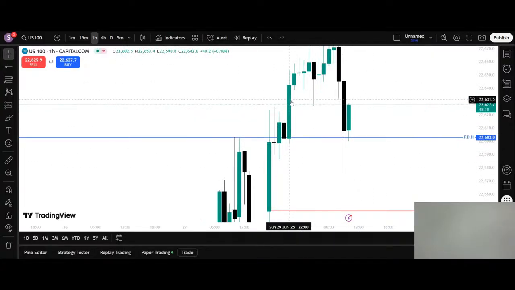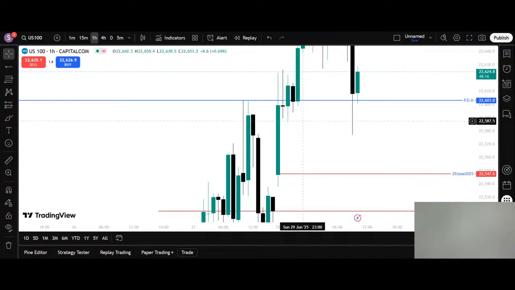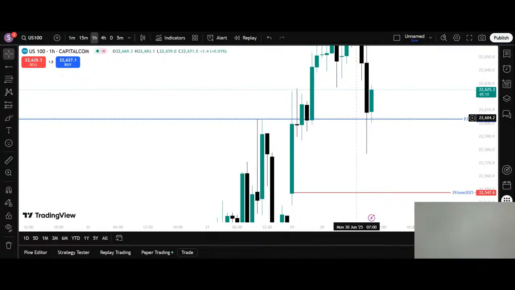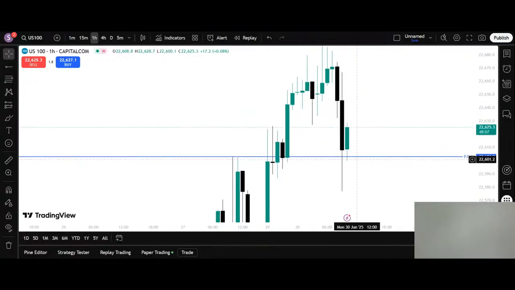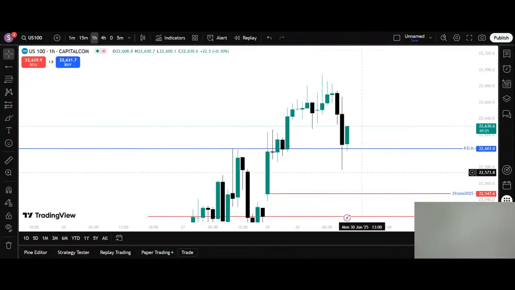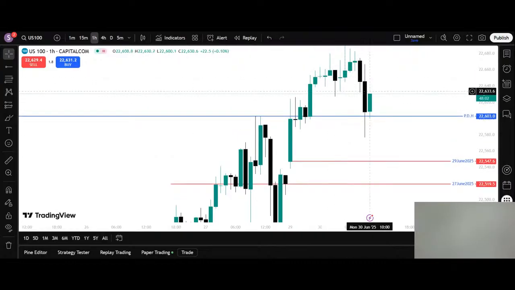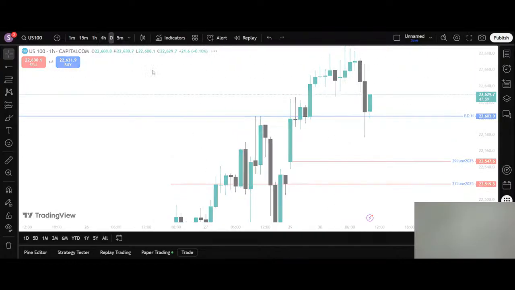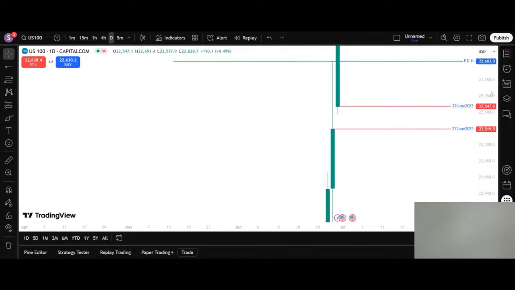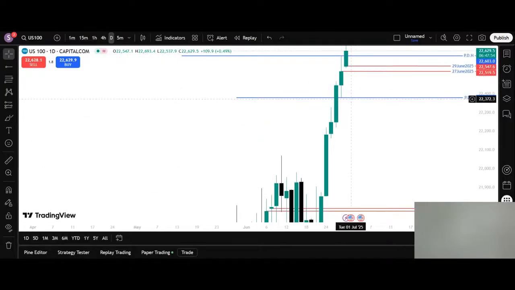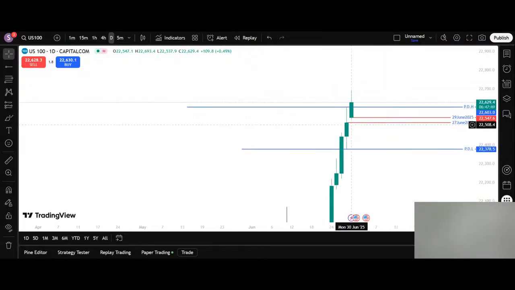The 1 hour price did go down, took a little liquidity, also tapped into these FVGs. But I would expect a retracement deeper into that, because price has been giving us near highs without retracements for a few days now, as you can see here. It hasn't even touched this here. Hasn't retraced at all.